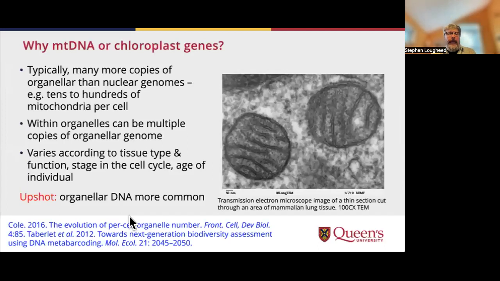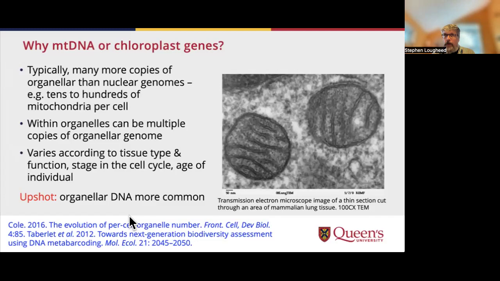So back to the question at hand, why do we use mitochondrial or chloroplast genes in DNA barcoding? There are a couple of simple reasons for that. Typically, there are many more copies of organellar than nuclear genomes. And there are a couple of reasons for this. Typically, we see in animals, particularly, 10 to even hundreds of mitochondria per cell. What that means is there are tens to hundreds of copies of the mitochondrial genome for every single copy of the nuclear genome. And even more spectacular still, within organelles, you can have multiple copies of an organellar genome.